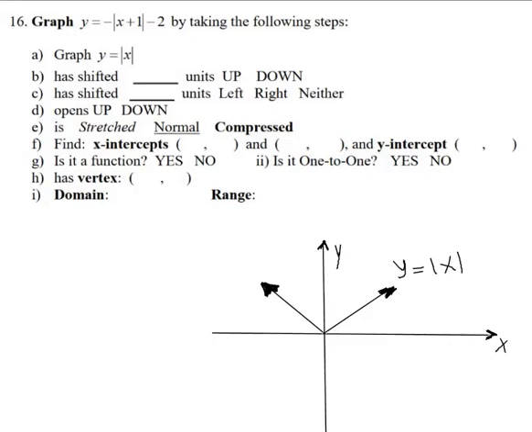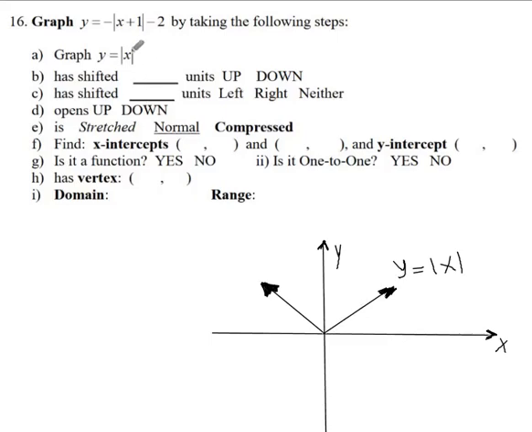Okay, here we have y is equal to minus absolute value of x plus 1, minus 2. We want to graph this by taking the following steps. We're going to take a look at the graph of y is equal to absolute value of x, so we know how that goes. That would be the graph of y is equal to absolute value of x.